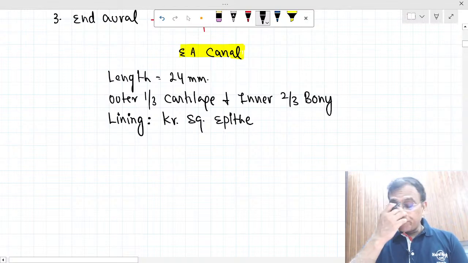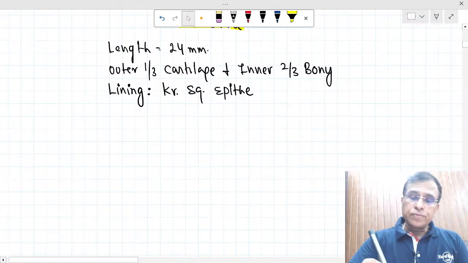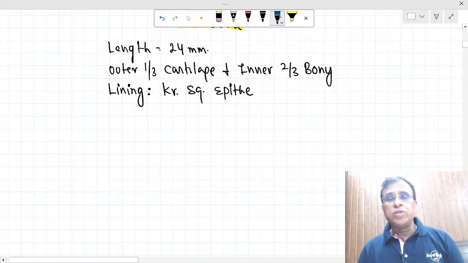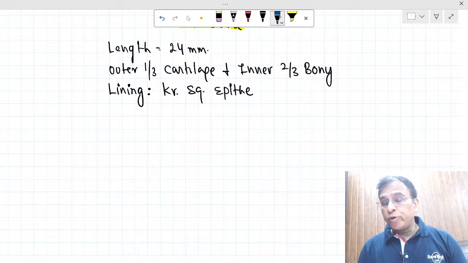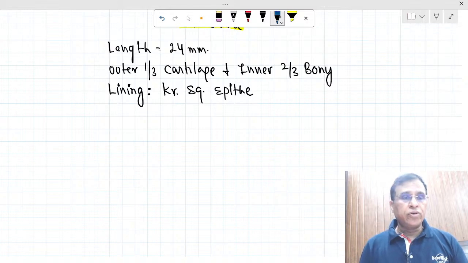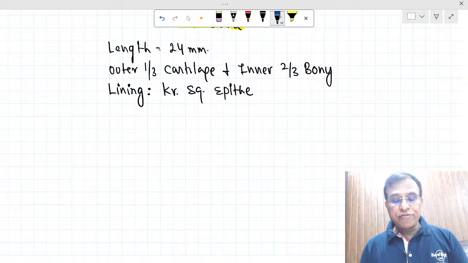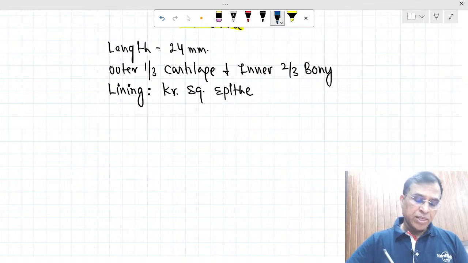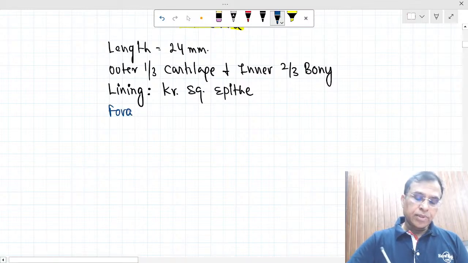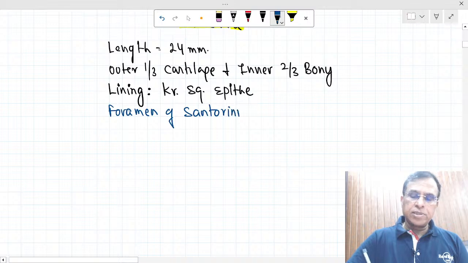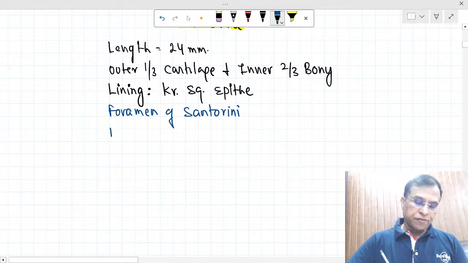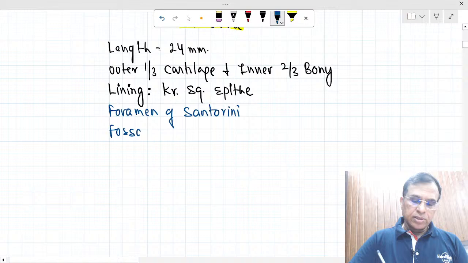Now these are the 3 points which you should know, but usually they don't ask you these things in the exam, but you should know them. And then come the main points that are very important from the exam point of view. Inside the canal, there are a few things. What are they? There is a foramen called the foramen of Santorini. Just the names. There is a fossa called the fossa of Haska.